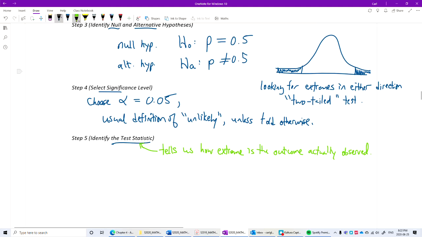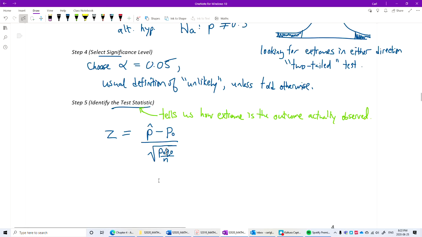So in this case, the test statistic is going to be a Z statistic, and it's going to be the p hat value minus what we're going to call the p0 value, divided by the square root of p0 q0 divided by n. So what is this thing in the bottom that we're looking at here? That is the sigma of p hat if the population proportion is actually p0.